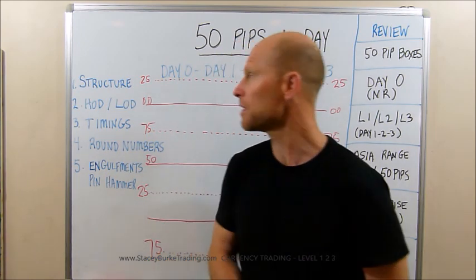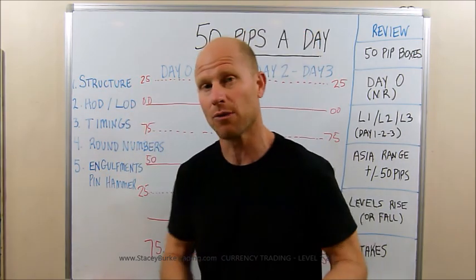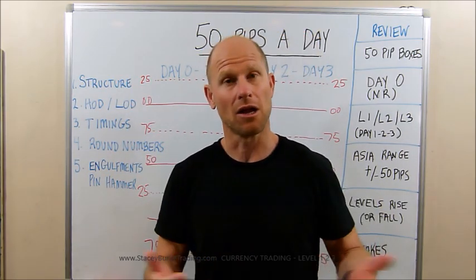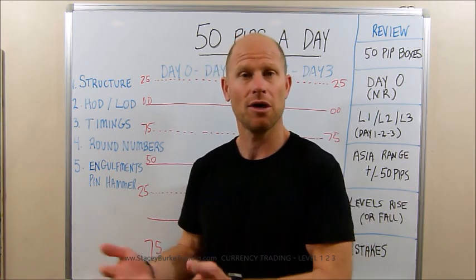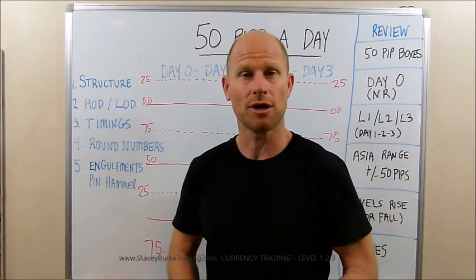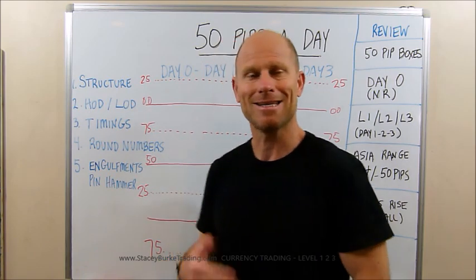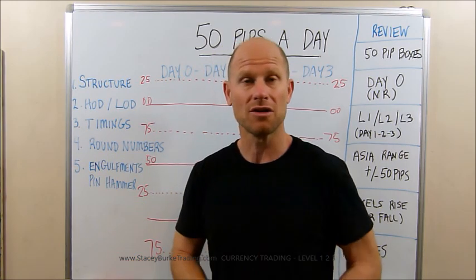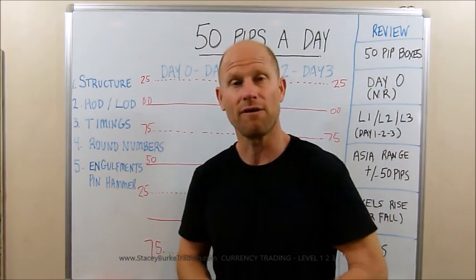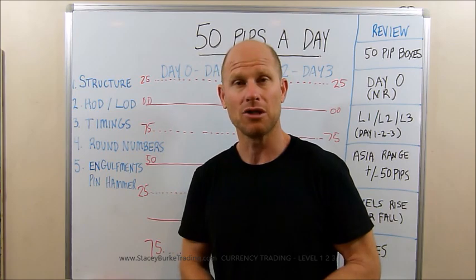So just to review our simple system again, structure. Today we're going to talk about day zero again. A lot of people asked about day zero, the narrow range day. I'm going to show you an indicator that I put on my daily charts. It's a free download. It designates on my charts, I can look at all the majors as well as the pound crosses or any pair that you want to follow to look for those narrow range days.